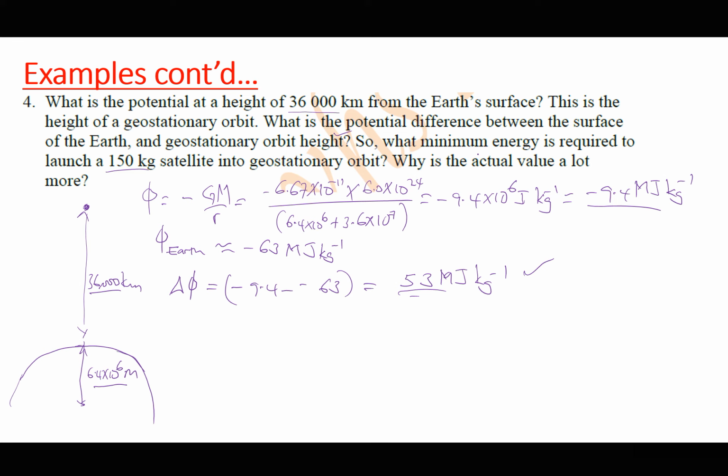So what minimum energy is required to launch a 150 kilogram satellite into geostationary orbit? Why is the actual value a lot more? I want you to note that the potential difference has been obtained to be positive. What does that mean? It indicates that to get to a geostationary height, a larger amount of energy would be required, which is approximately 53 megajoules per kilogram.